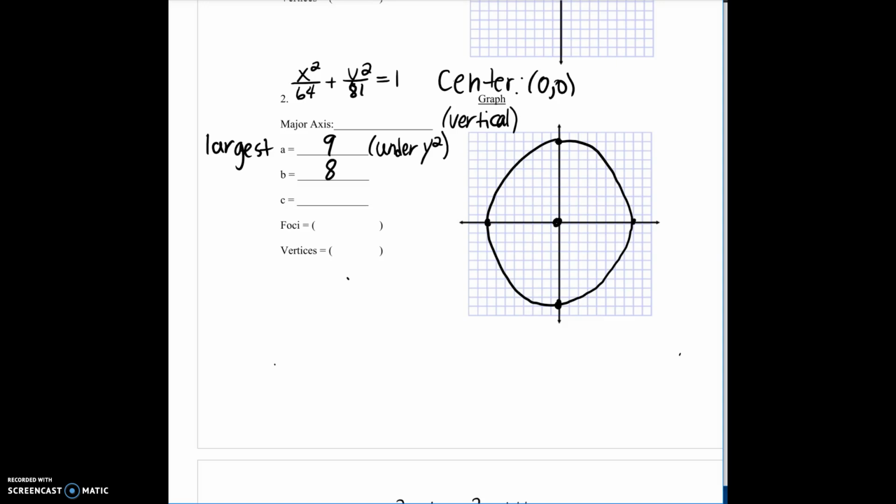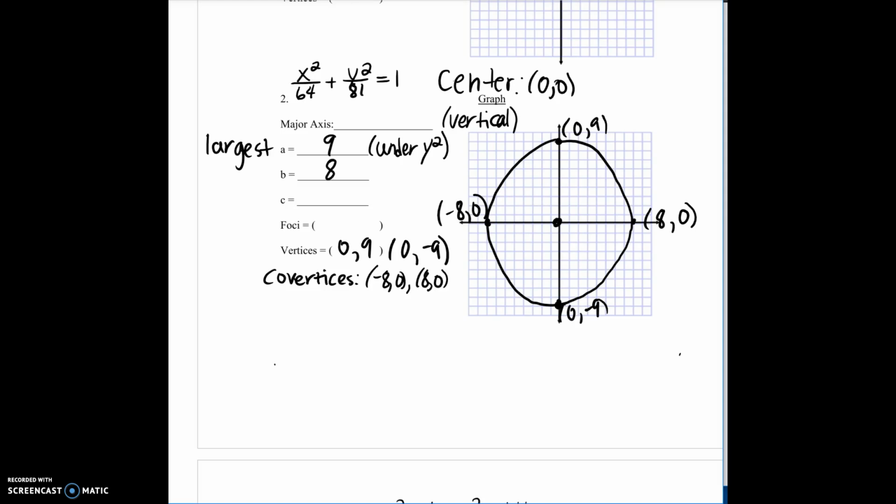We can label our vertices and our co-vertices. Now, our actual vertices are going to be on that y-axis. So we have 0, 9 and 0, negative 9. Now, normally you could list those with plus or minus, at least for these, but I'm going to actually just add an extra space and list them separately. And then the co-vertices, or endpoints of the minor axis would be another name for them, are going to be 8, 0 and negative 8, 0. So this is going to be those two values. Endpoints of the minor axis are another name for co-vertices.